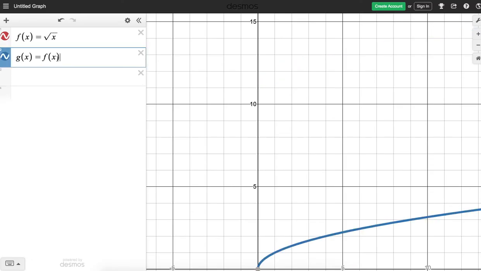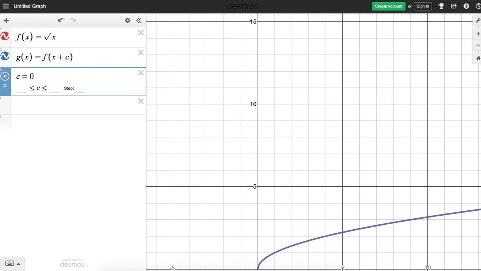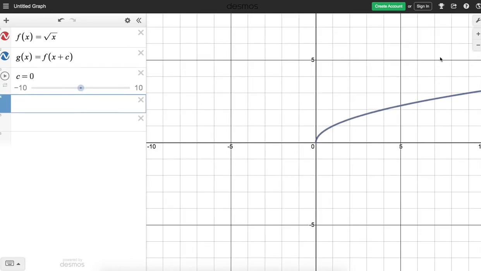And now we'll do plus c inside. We're going to add the slider. We'll start with c is 0, and just reset this here. Okay, so here we have the square root of x, and then we're adding a number.